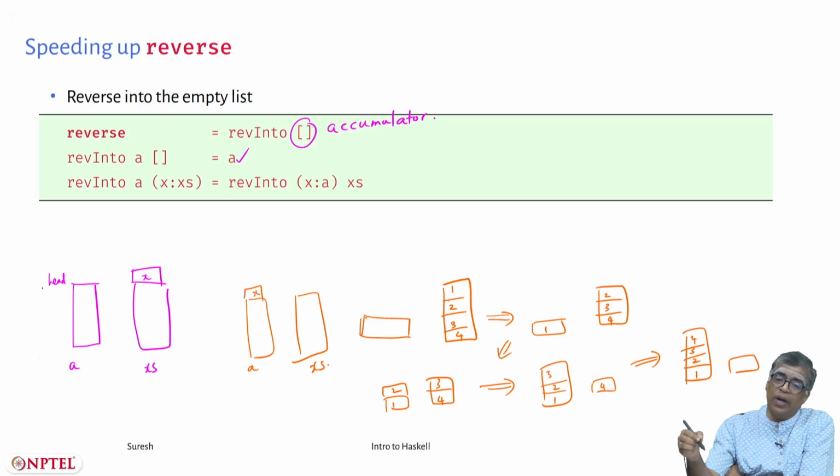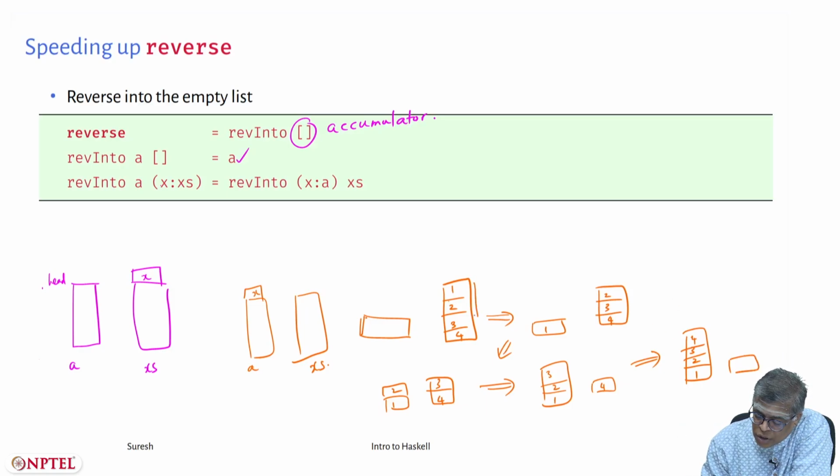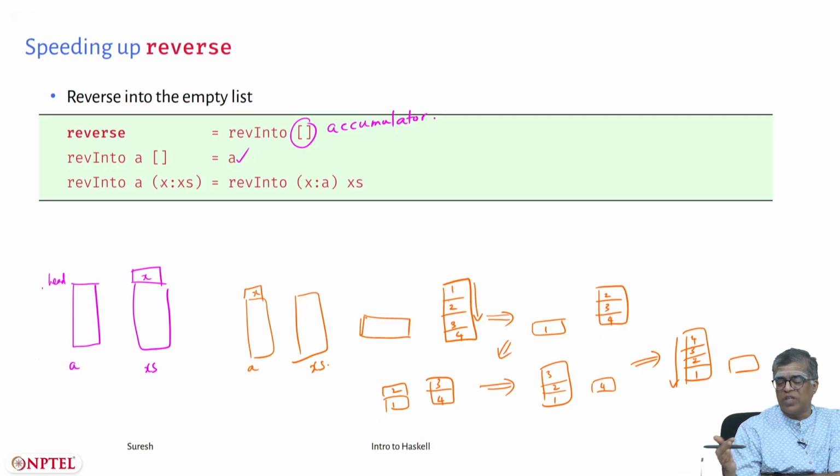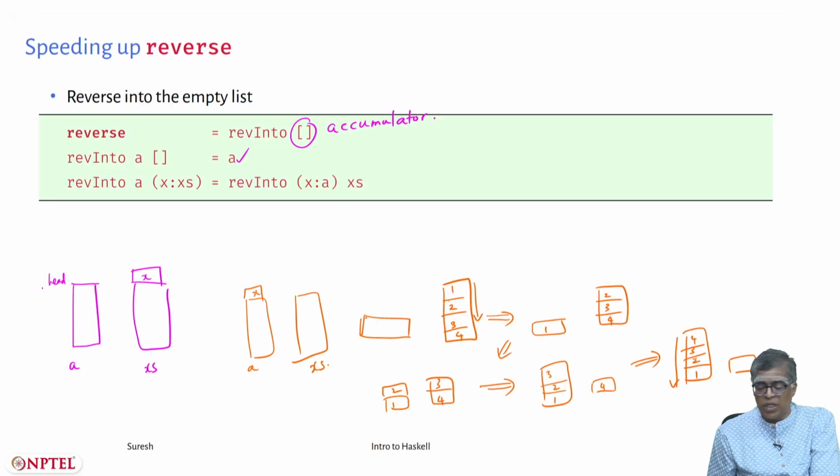And you have to read it from top to bottom. So, originally you had 1, 2, 3, 4 in this order, now you have 4, 3, 2, 1 in that order. So, this is how the reverse into works, but how much time does it take?